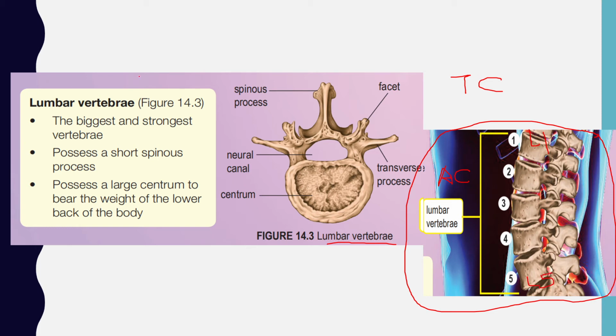So what are the characteristics of these vertebrae is that these are the biggest and the strongest vertebrae. The spinous process is short. Berbanding just now, thoracic vertebrae has got long spinous process, right? So this one has got short ones. Now, you see the centrum for lumbar vertebrae is very large, and it is significant because this region is where it is bearing the weight of the lower back of the body. So that's the justification of the lumbar vertebrae having a strong centrum ataupun body.